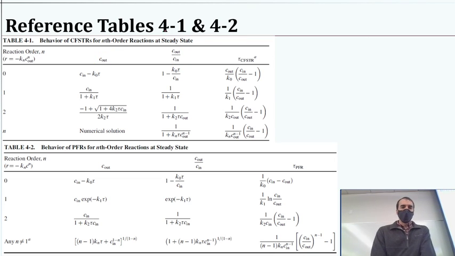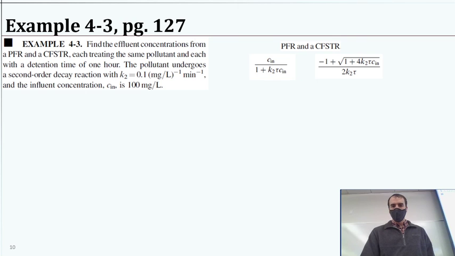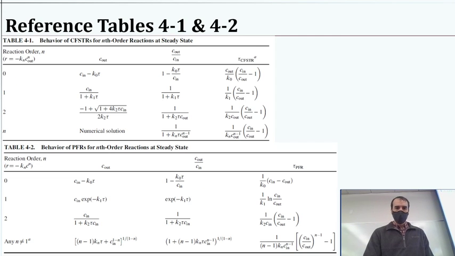And the first table is CSTRs for nth order reactions at steady state. And they're providing the solutions here. So this is where I grabbed the equations that I'm providing here. For the CSTR, I grabbed the one in form of C out, so in form of C. And then same deal with the plug flow reactor below, I just grabbed this one.